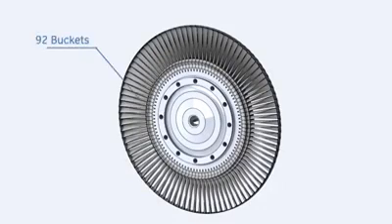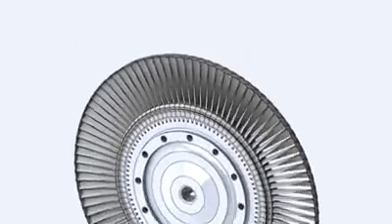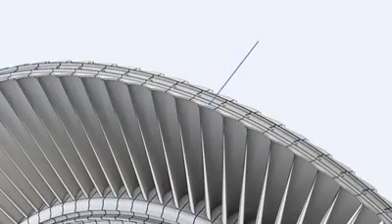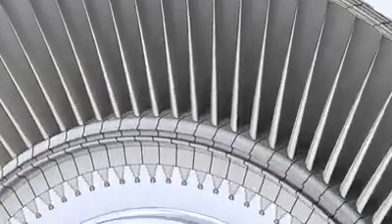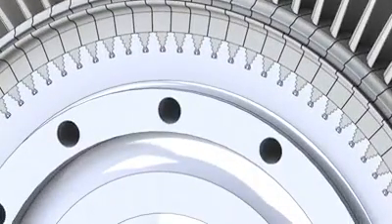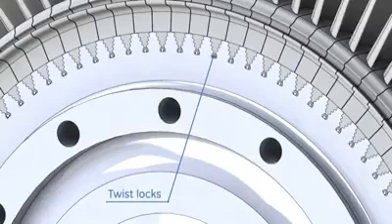The third wheel carries the buckets of the third turbine stage. 92 buckets are also installed on the third wheel. Third stage buckets are not internally cooled. The third stage bucket tip is also enclosed by a shroud. Buckets are attached to the wheel by the dovetail arrangement and held in the axial direction by a twist locks arrangement, like the second stage.